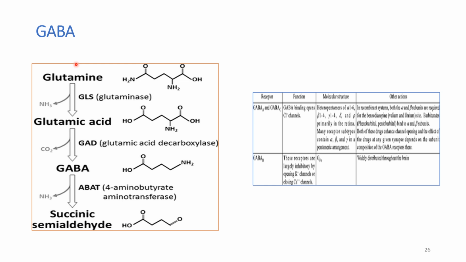Next, coming to GABA. It is an inhibitory neurotransmitter. How is GABA produced? From glutamate by a decarboxylating enzyme. This will act on GABA A, B and C receptors. A and C receptors will open the chloride channels. And GABA B receptors will open the potassium channels or close the calcium channels. This GABA B is widely distributed throughout the brain.